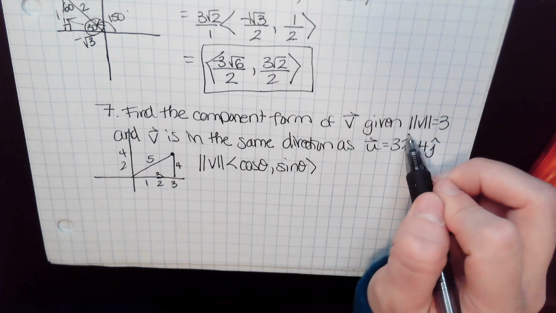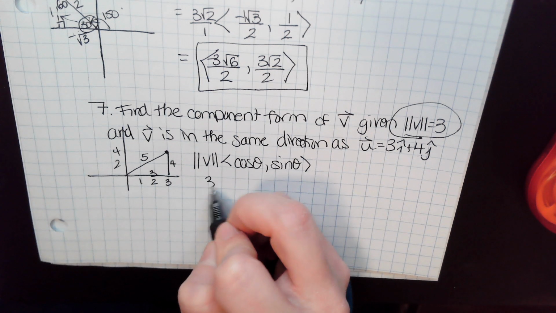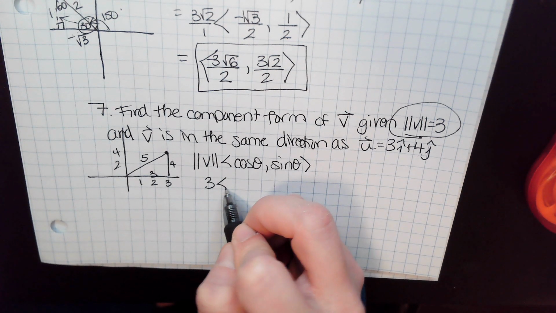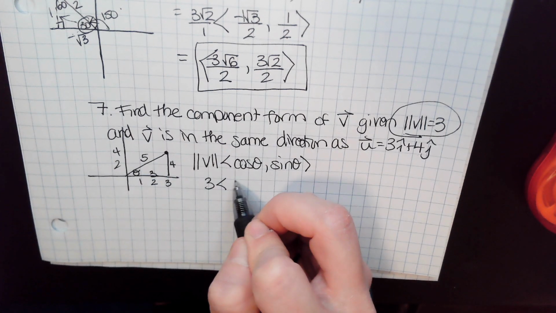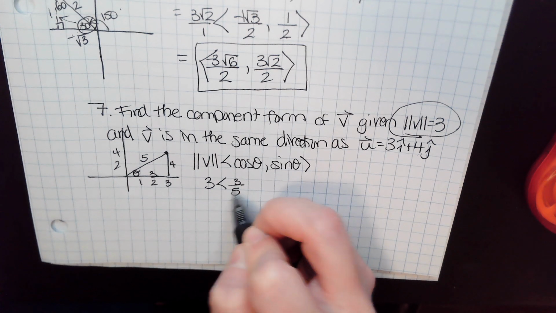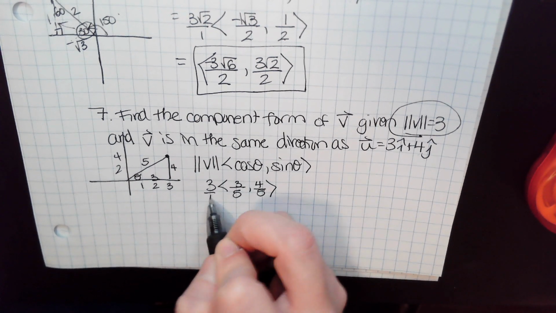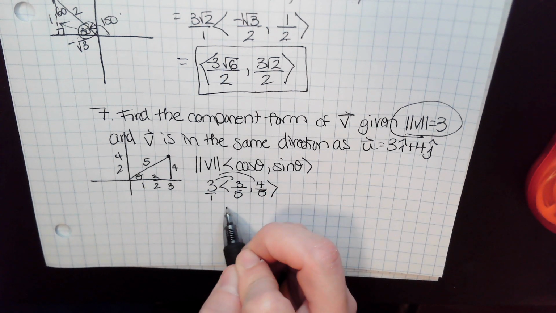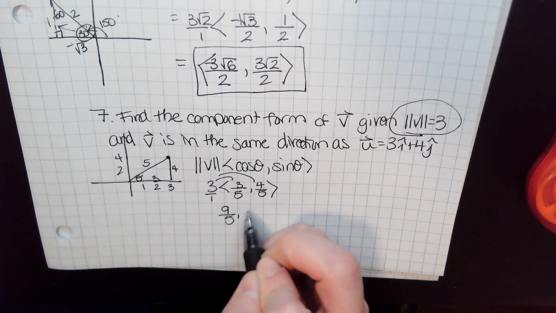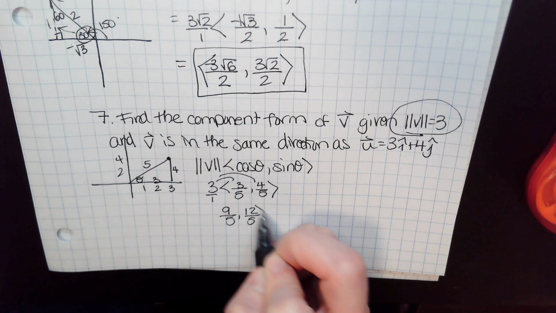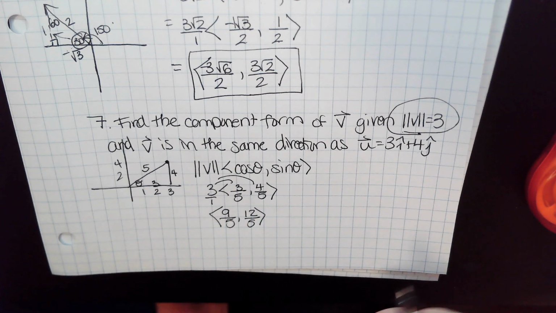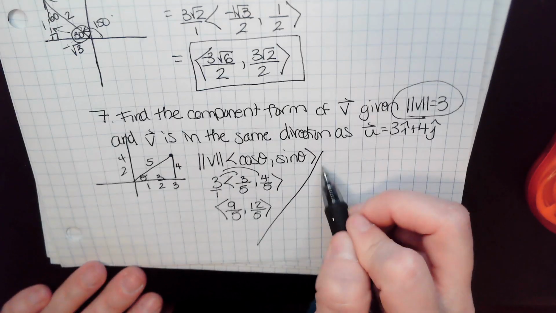Now here I want my new magnitude to be 3, so I could do 3 times the cosine of theta, which would be adjacent over hypotenuse. The sine of theta is opposite over hypotenuse, and then just distribute in. So 3 times 3 is 9/5, and 3 times 4 is 12/5. Okay, so that way might be a little bit faster.